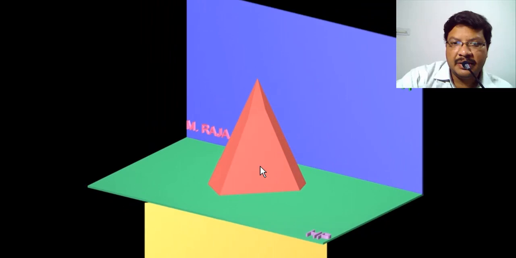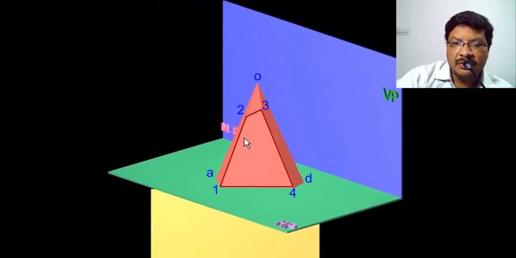Now observe here. Now I am getting the true shape of the section when I am looking perpendicular to this section. That means while drawing you have to consider an auxiliary plane to get the true shape of this.